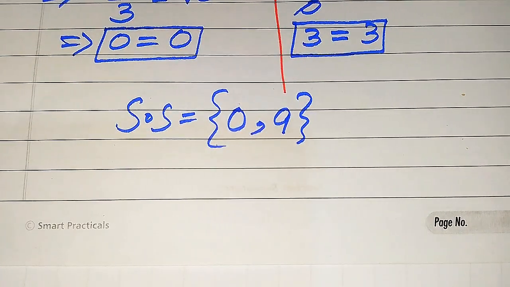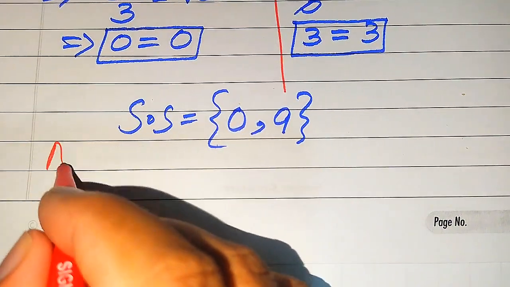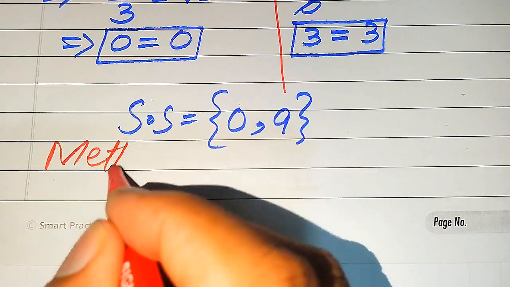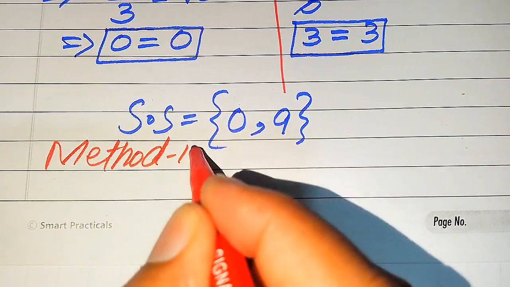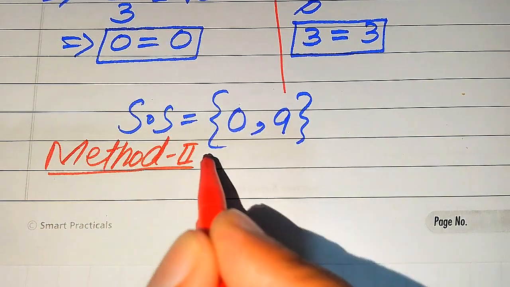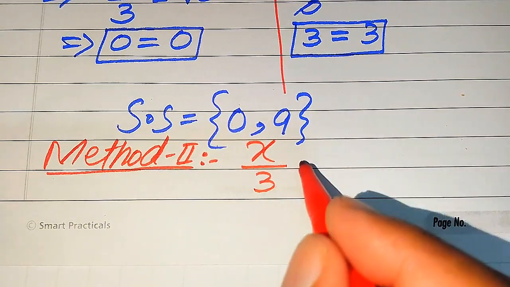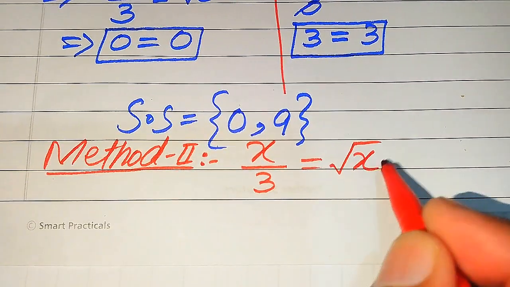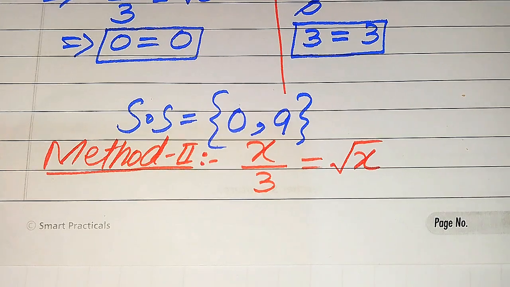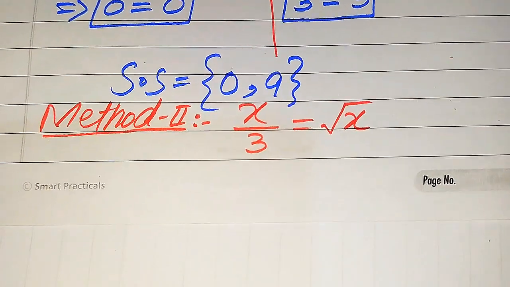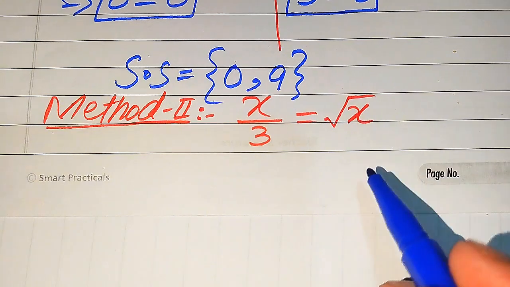So now we move towards our second method, and in the second method first we copy down the given question statement here, and the given question statement is x divided by 3 is equal to the square root of x. This is our question statement, and here in the second method I can give you another technique to find the roots of this equation.